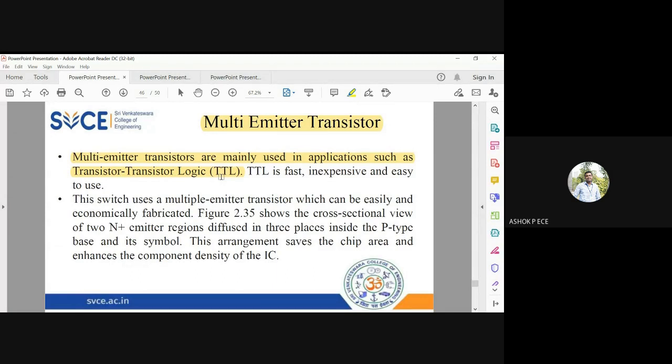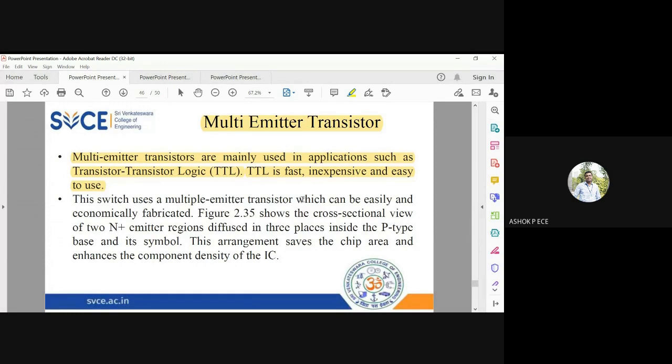In TTL logic, initially all the logic was formed based on diodes, PN junction diodes only. But after the invention of transistors, since transistors are very fast and their switching speed is very high compared to diodes, they started using transistors for digital logic. TTL is a very fast and easy to use digital logic. Using TTL, you can design all the basic gates. You know the basic logic gates, right? AND gate, OR gate, NAND gate, NOR gate, XOR gate, XNOR gate, NOT gate. All these basic gates can be designed using TTL logic, transistor logic.